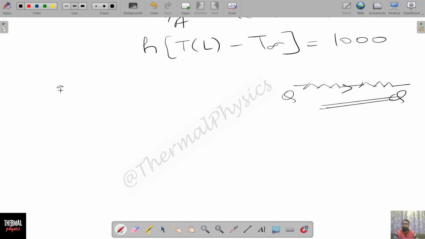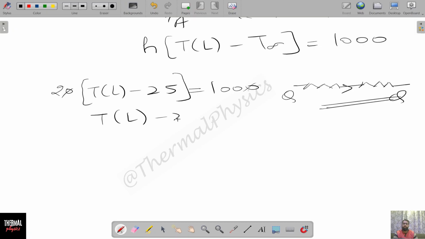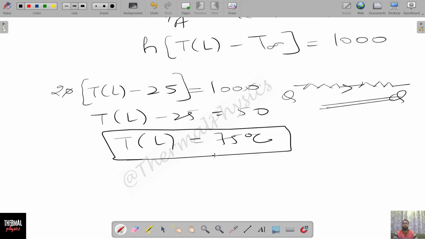h is given as 20, TL we need, and T infinity is 25 degrees Celsius, so this will be obtained in degrees Celsius. This is 1000, so we cancel the 0, and we get 20 times (TL minus 25) equals 1000, so TL minus 25 equals 50, and TL equals 50 plus 25, which is 75 degrees Celsius. So we got TL, another boundary condition. Now we can use T of x equals c1 x plus c2. Let's make it T of L.